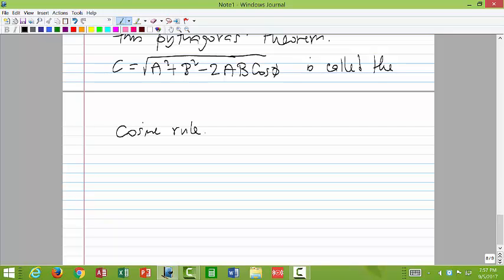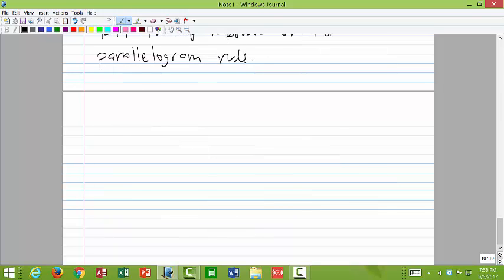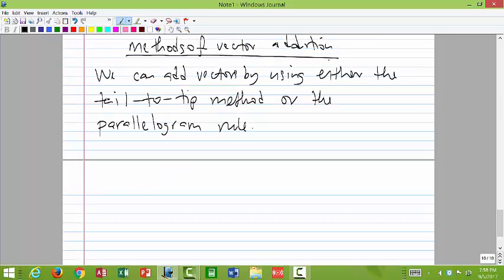We can add vectors by doing the so-called tail-to-tip method or parallelogram rule, and I'll show you in a second. Are you all familiar with the cosine rule? Yeah. So let's look at some methods of adding vectors. We can add the vectors by using either the tail-to-tip method or the parallelogram rule. So let's look first at the tail-to-tip method.